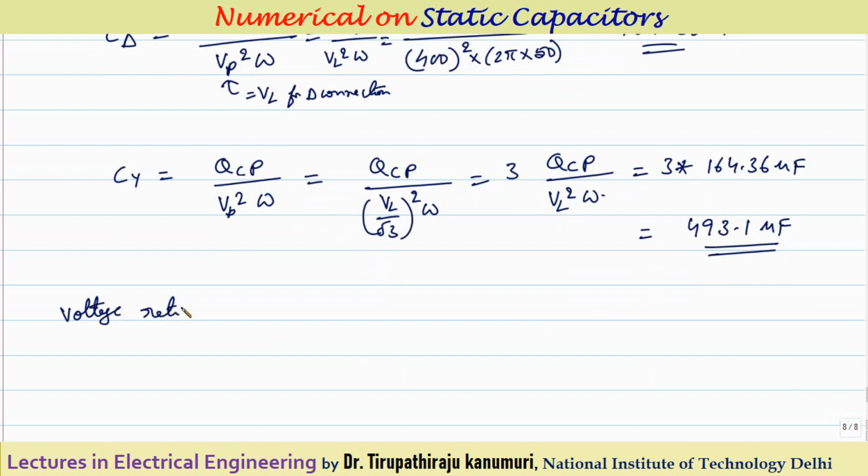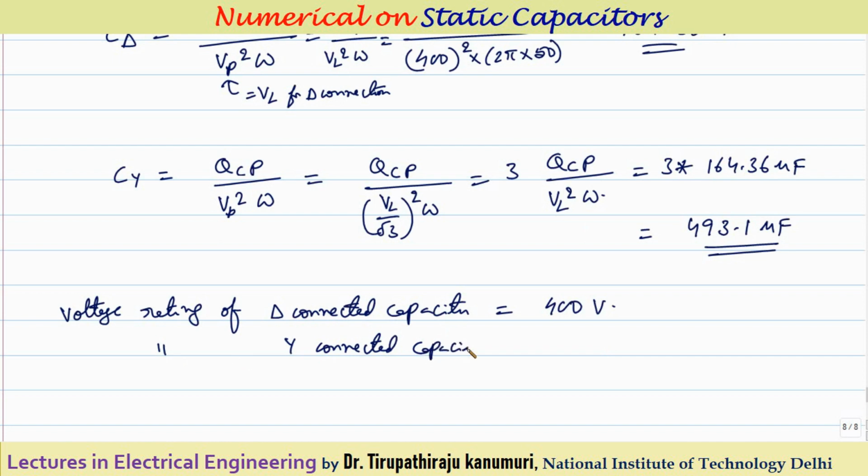So voltage rating of delta connected capacitor is equal to 400 volts, whereas the voltage rating for the case of star connected capacitor will be equal to 400 divided by root 3 volts. This is the major difference. But otherwise the capacitance is less in the case of delta.